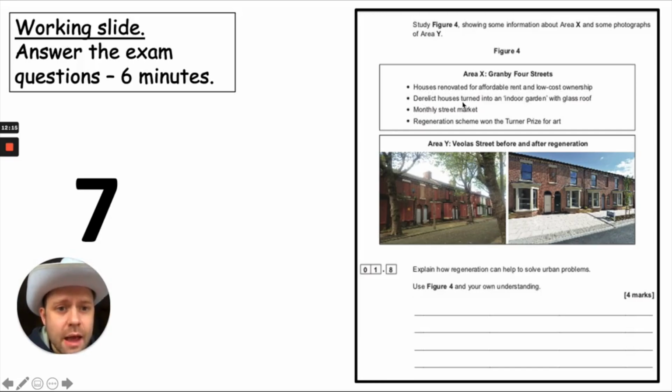Derelict houses turned into an indoor garden with a glass roof. Sounds awesome. A monthly street market. Okay. Community spirit. And the regeneration scheme won the Turner Prize for art. All right. And then you've got area Y, Viola Street, before and after regeneration. So that's just another example.